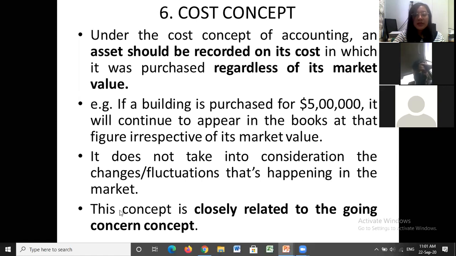So this concept is closely related to the going concern concept. The going concern concept means we assume the business will continue. So this cost concept is closely related to the going concern concept.